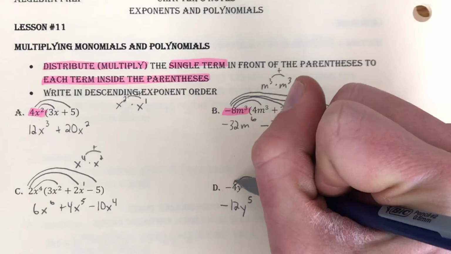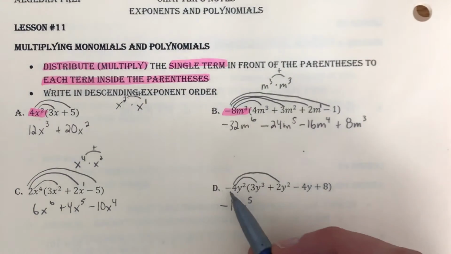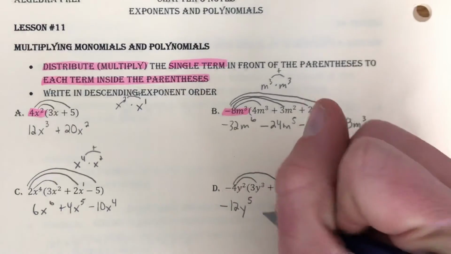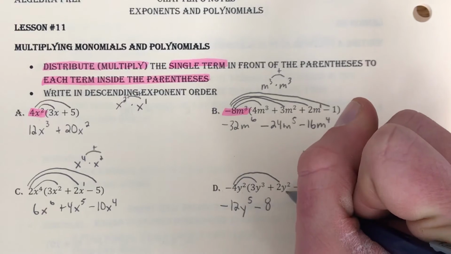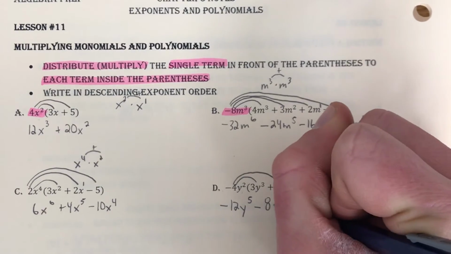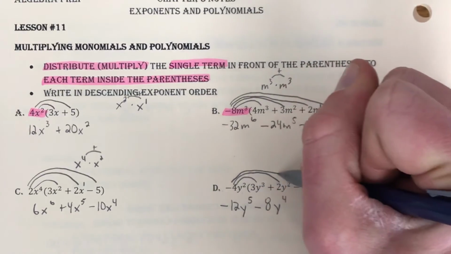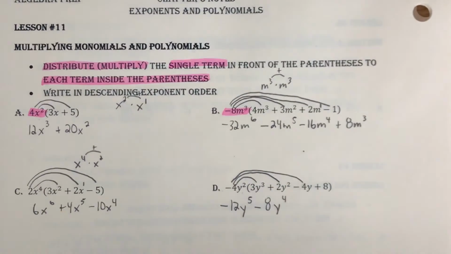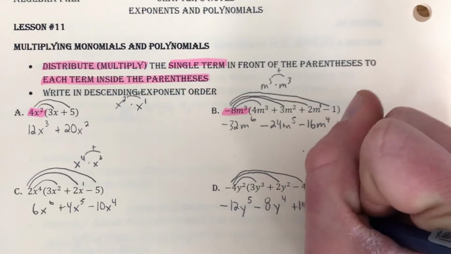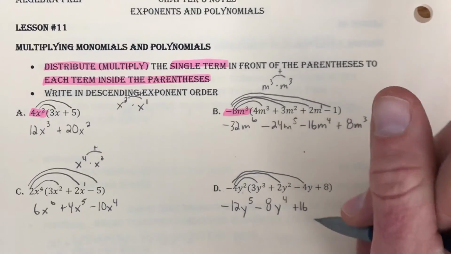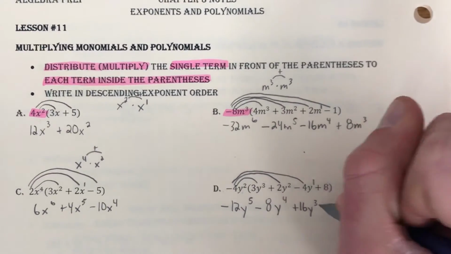Then the next term, negative 4y squared times positive 2y squared. Negative 4 times positive 2 is negative 8. Y squared times y squared, add the exponents, so 2 plus 2 is 4, so y to the fourth. Then again, negative 4y squared times negative 4y. Negative 4 times negative 4 is positive 16. Y squared times y, again add the exponents, so 2 plus 1 is 3, so y to the third.